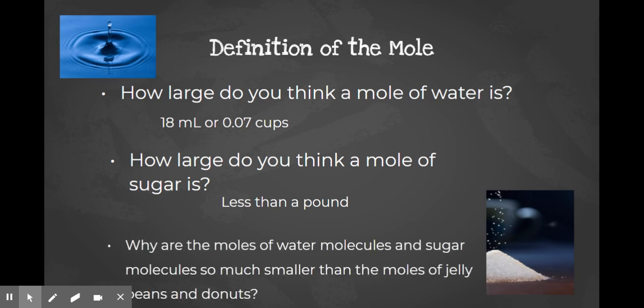Why do you think that is? Jot that in your notes. Give your explanation for why the moles of water molecules and sugar molecules are so much smaller than that of jelly beans and donuts. I mean, jelly beans was the whole earth, and water was a drink of water. And that's a huge difference in size. Why do you think that is?